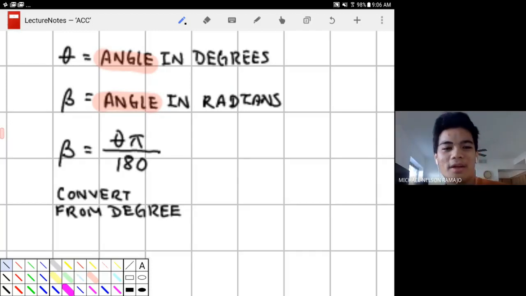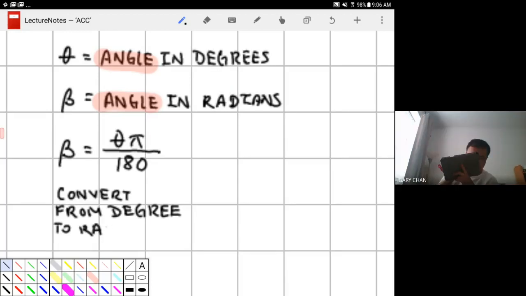So I now remember that. Yeah, I remember that formula. Okay, so convert from degree to radian. Okay, so this is an important one.